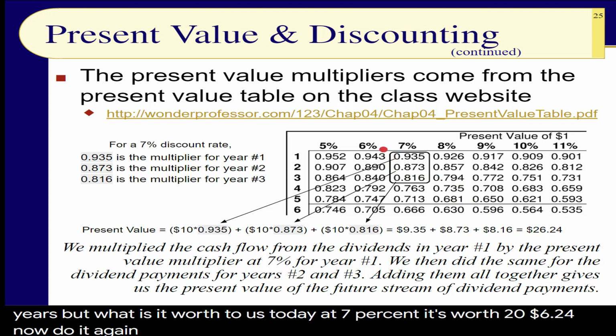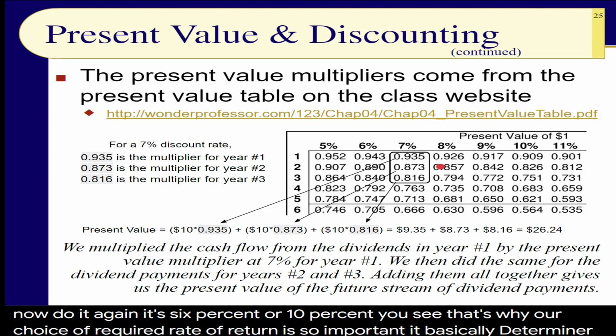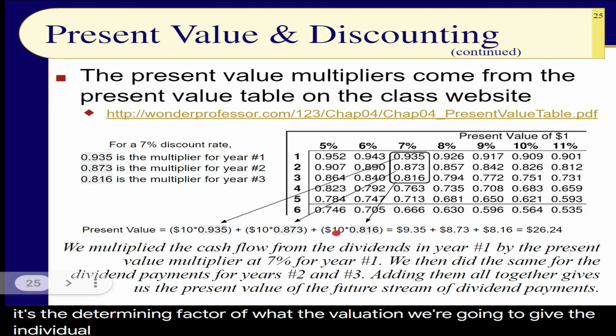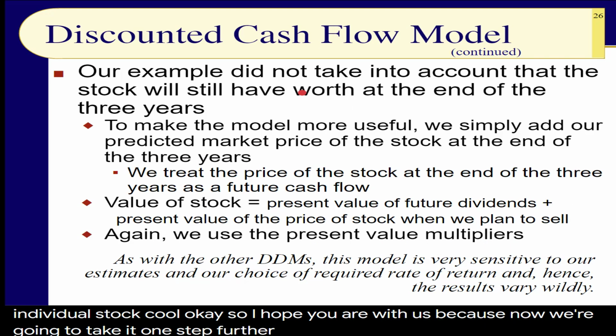Now, do it again at 6% or 10%. You see? That's why our choice of required rate of return is so important. It basically is the determining factor of what valuation we're going to give the individual stock. Cool. Okay, so I hope you are with us, because now we're going to take it one step further.